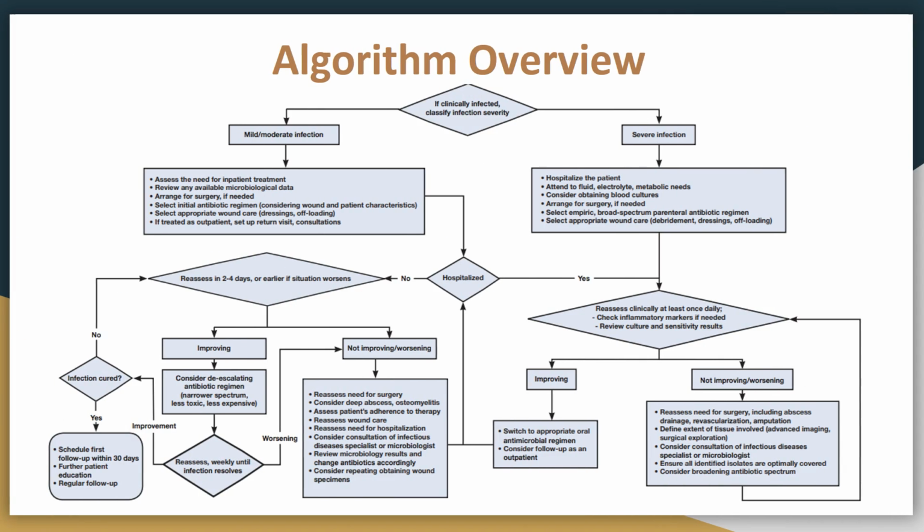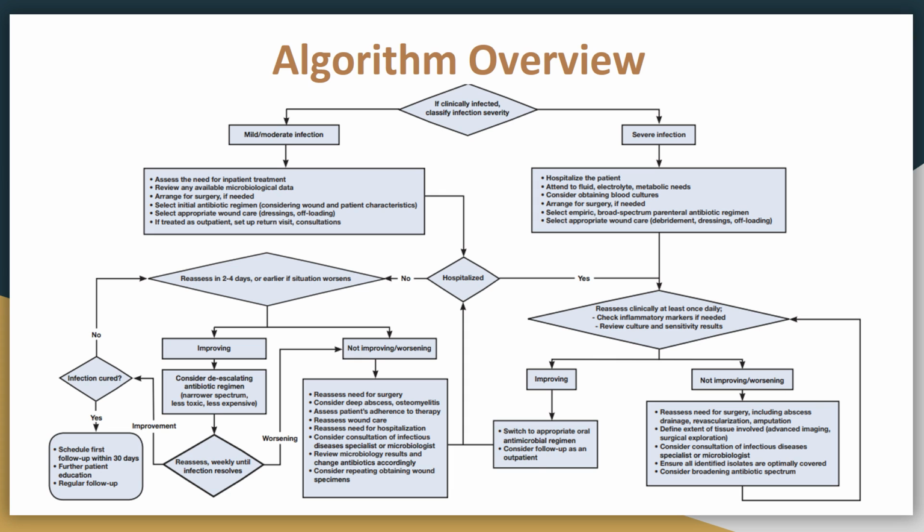Our final slide consists of the algorithm overview in approaching a patient with a diabetic foot infection. If the patient is clinically infected, you would classify the infection severity first. If the patient had a mild or moderate infection, you would assess the need for any inpatient treatment, review any available microbiological data, arrange for surgery if required, select an initial antibiotic regimen, select an appropriate wound care plan, and if they were to be treated as an outpatient, you would set up a return visit.